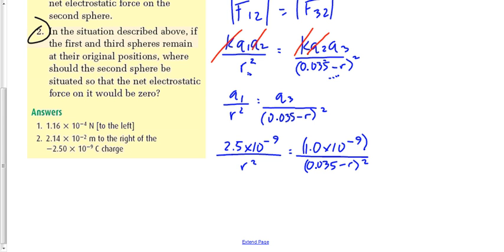More work, though. Ethan's saying, guys, 0.035 minus R squared is the same as 0.035 minus R times 0.035 minus R, and then you use FOIL, right? First, outside, inside, last, to get a quadratic there. What are we going to do there, Ollie?